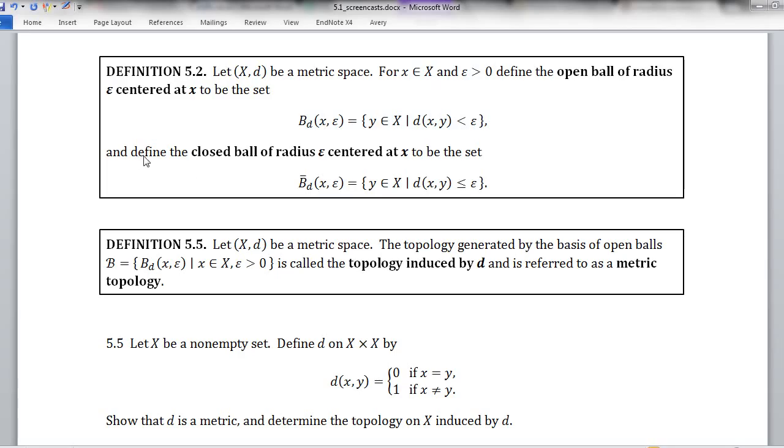And again, similarly, define the closed ball of radius epsilon centered at x to be the same notation with a bar over the B, and the less than sign is changed to less than or equal to. So we are allowing points y in X that are exactly epsilon away from x as well. Okay, and then again, like for Euclidean spaces, we will say that the topology generated by the basis of open balls in the metric space is called the topology induced by that metric d, and is referred to as a metric topology, a topology that comes from a metric.